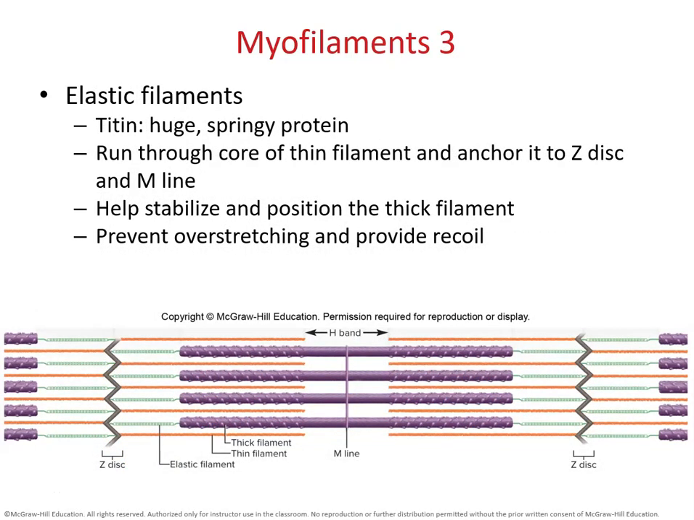Titin is another protein that's important here. It has the property of being very elastic. It can expand and then recoil and maintain its initial length without being distorted. Okay, so it runs through the thin filaments, and it's the anchor for the Z disc and the M line. Okay, so it helps to stabilize the thick filament, the myosin filament, and it also prevents the muscle fiber from being too stretched.